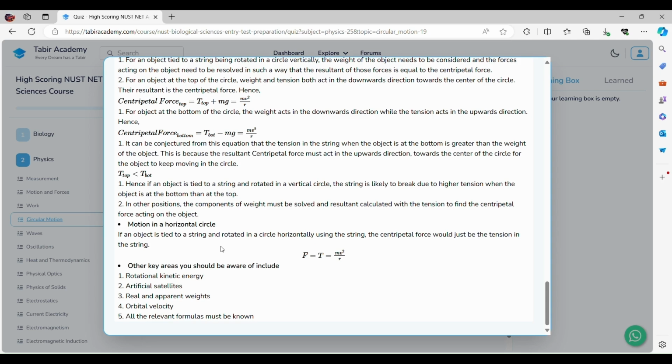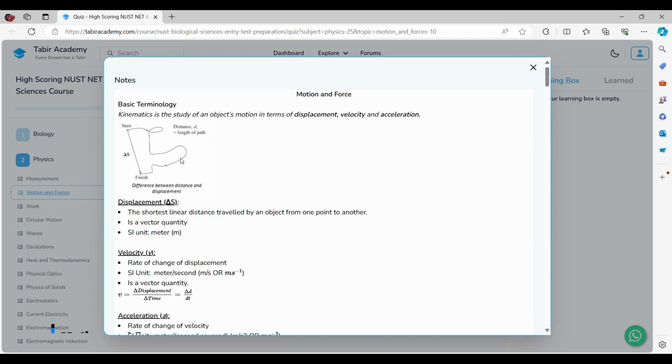Here are other key areas you should be aware of, which include your rotational kinetic energy, your artificial satellites, your real and apparent weights, your orbital velocity, and all of the relevant formulas.